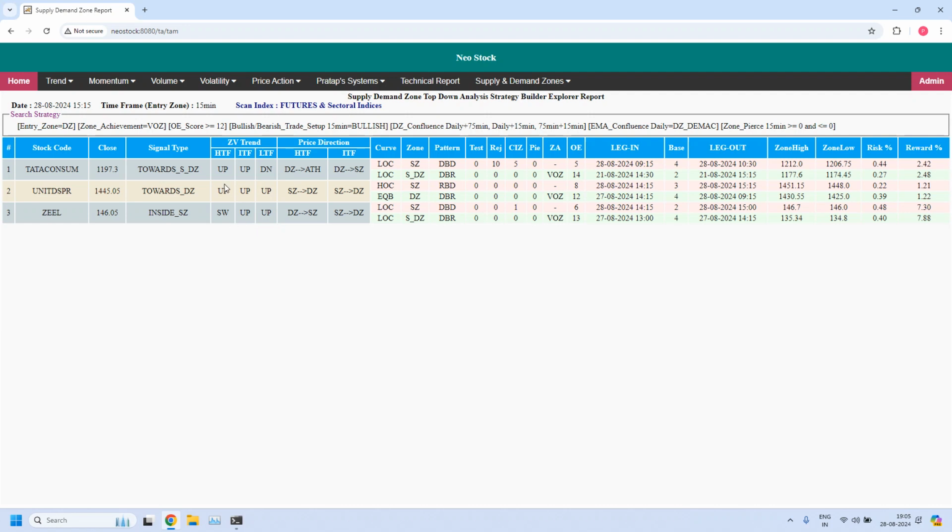Why high probability setup? Because daily zones are having daily EMA confluence. And also in the daily zone we have 15 minutes and 75 minutes zone confluence, EMA confluence is there, and it is also supporting bullish trade setup for daily income trade. And the first one is even a high liquidity demand zone.